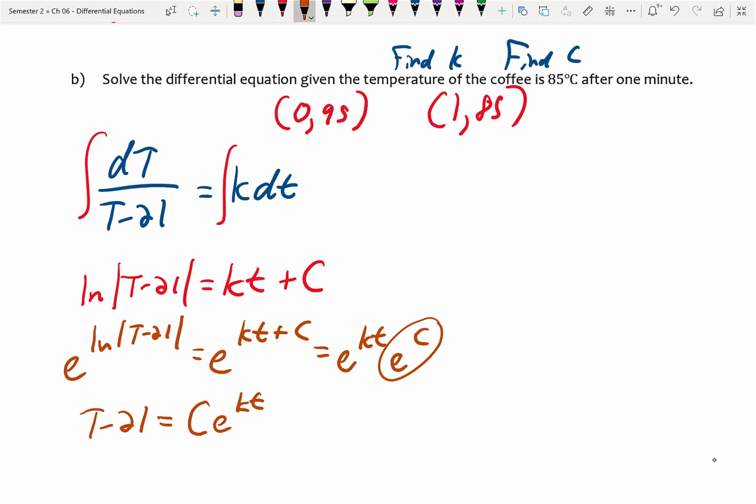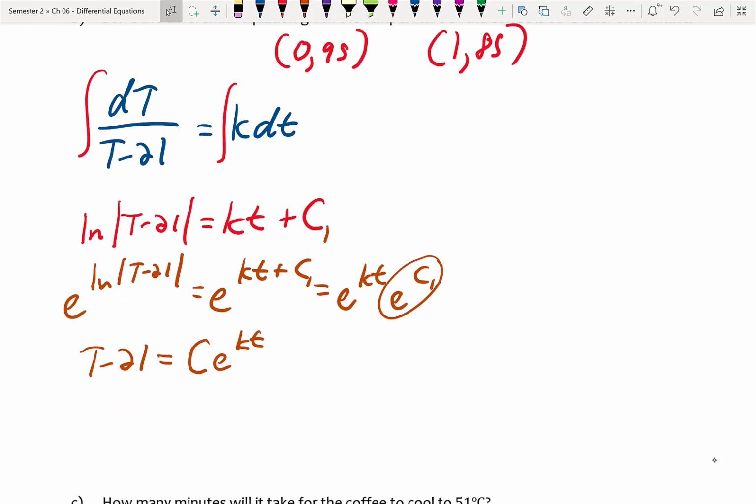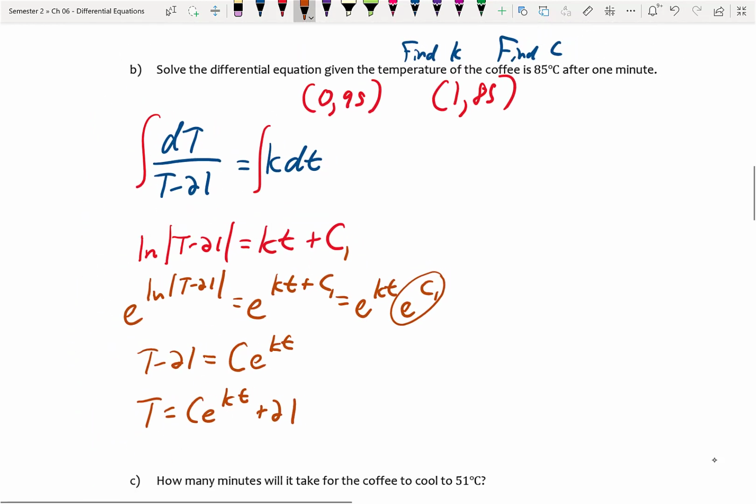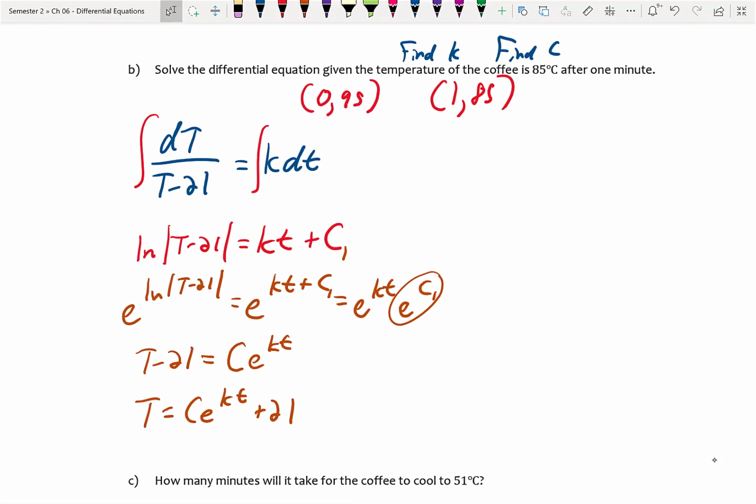And I'm going to now go back and rewrite history and put a little 1 on all these, because this is now a different constant. Still want to solve for that constant. But I now have T is equal to C e to the kt plus 21. So now it's going to be a little bit easier of a task to figure out what k and C are, given that I have two ordered pairs.